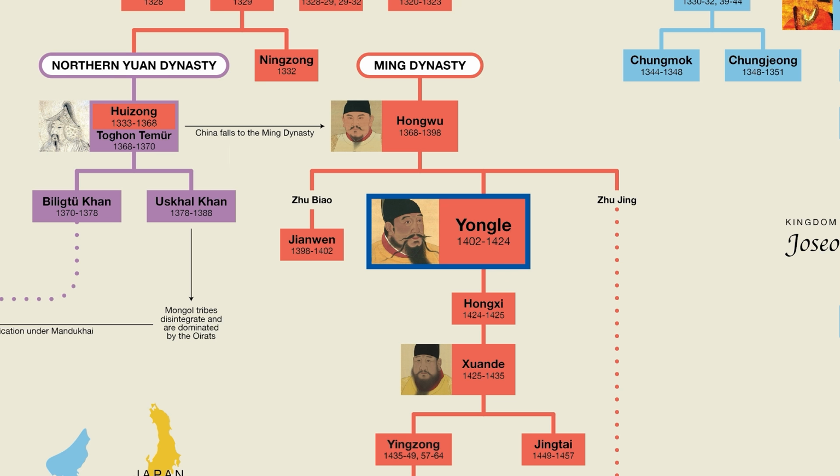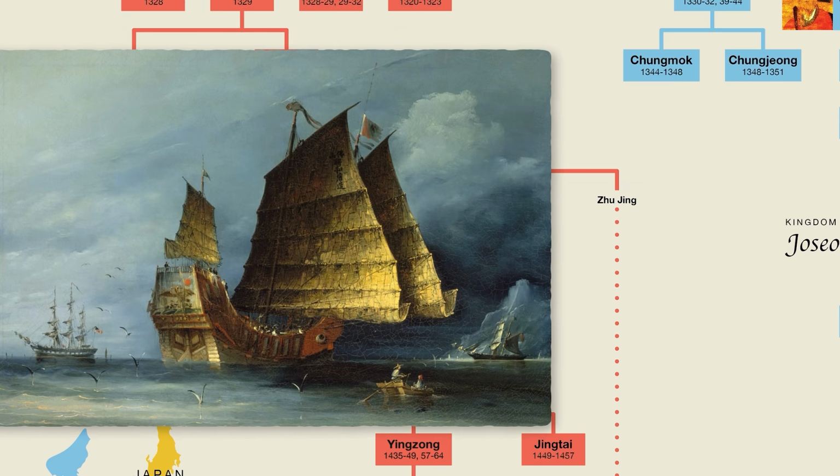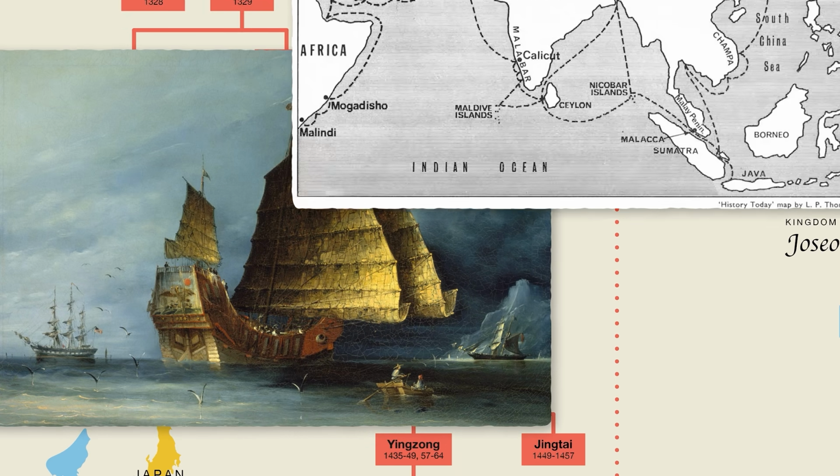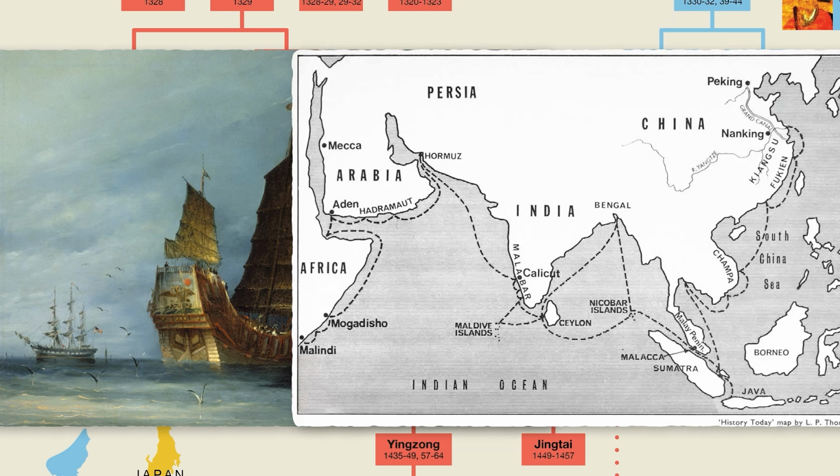The Yongle Emperor is also the one who commissioned the great explorer Zheng He, whose famous treasure fleet traveled all over Southeast Asia, India, and the Middle East, even going as far as what is today Kenya in East Africa.